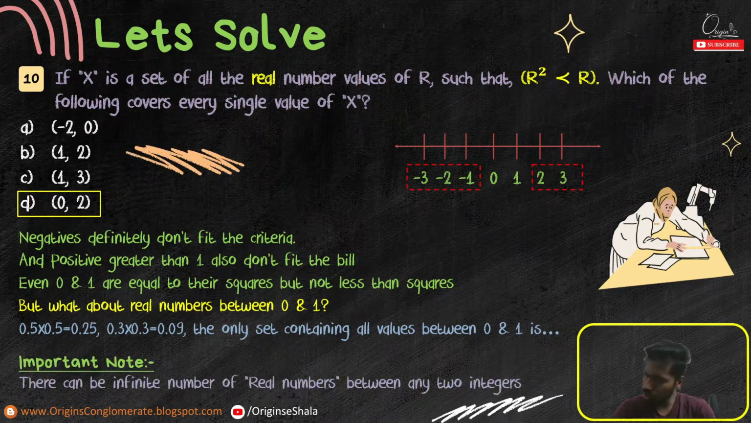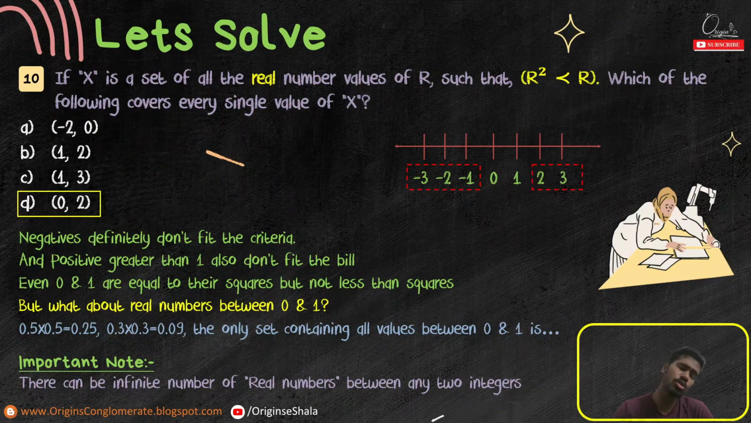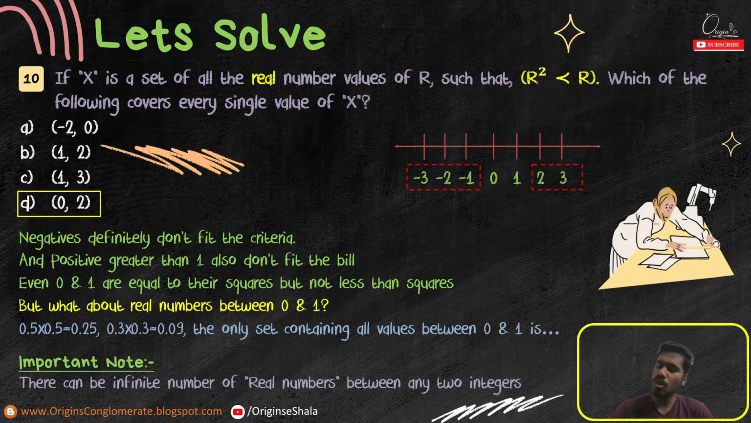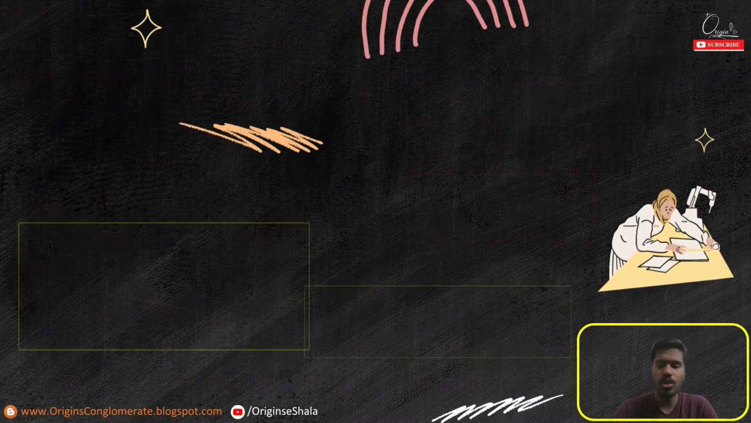And just an important note, between any two integers there are infinite numbers of real numbers, be it 0 to 1, 0 to 3 or 0 to 4. Real numbers include all the rational, irrational and every number. So there are infinite possibilities for that. Moving on to the next question.